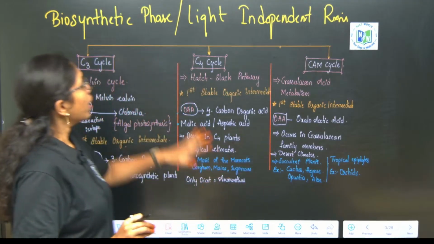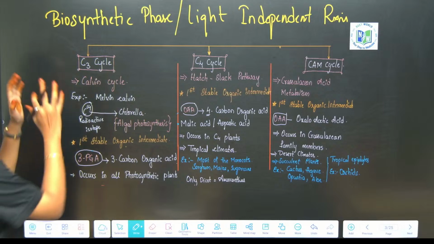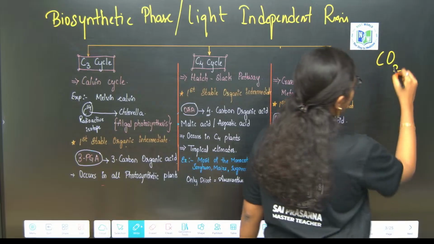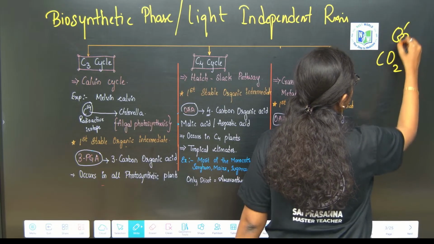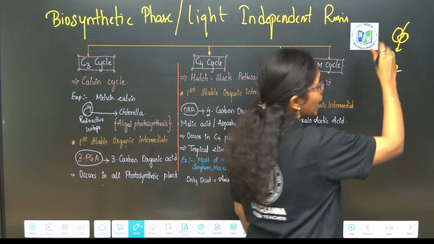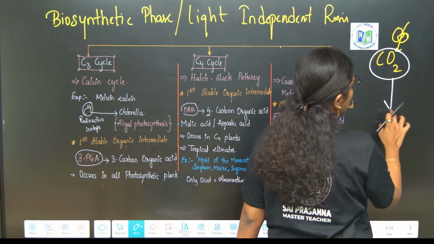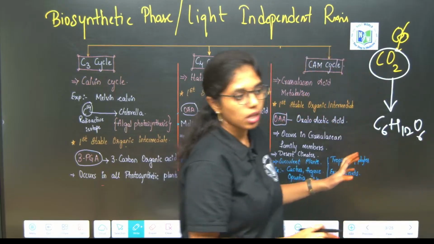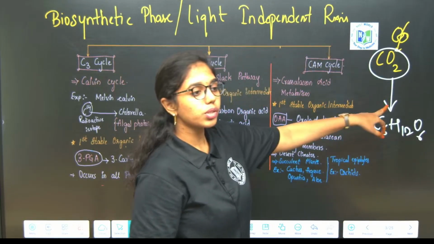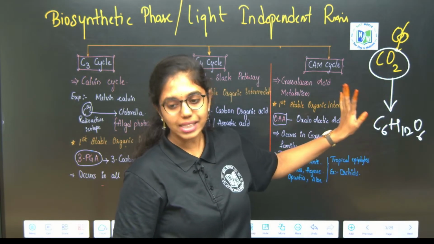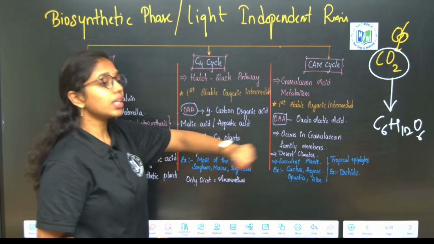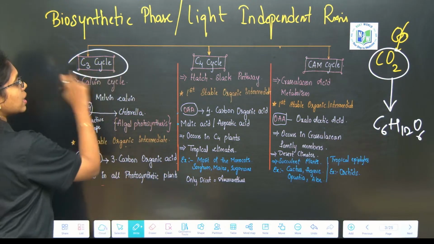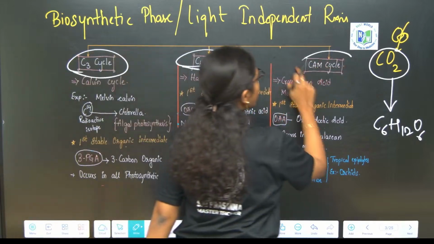Now, the gist of the biosynthetic phase: inside the stroma, carbon dioxide entering the cell through the stomatal opening is fixed into glucose, C6H12O6, or carbohydrates. This fixation requires ATP and NADPH, that is assimilatory power. It can happen in different cycles in different plants: the C3 cycle, C4 cycle or CAM cycle.